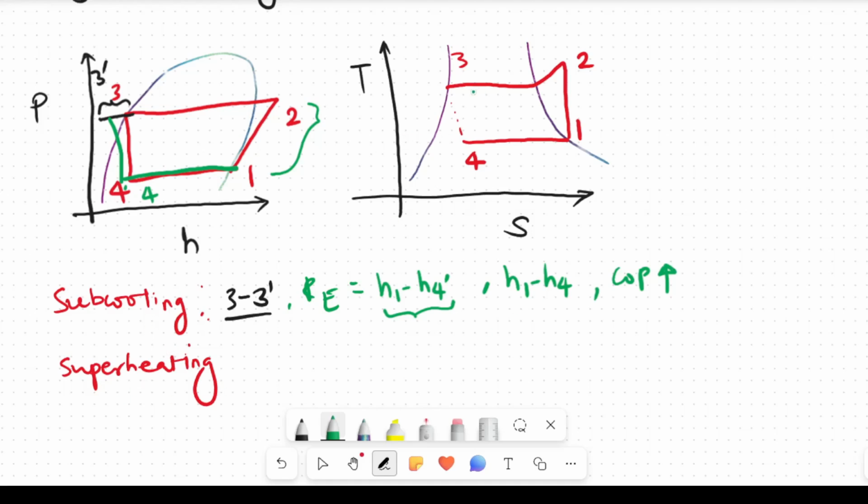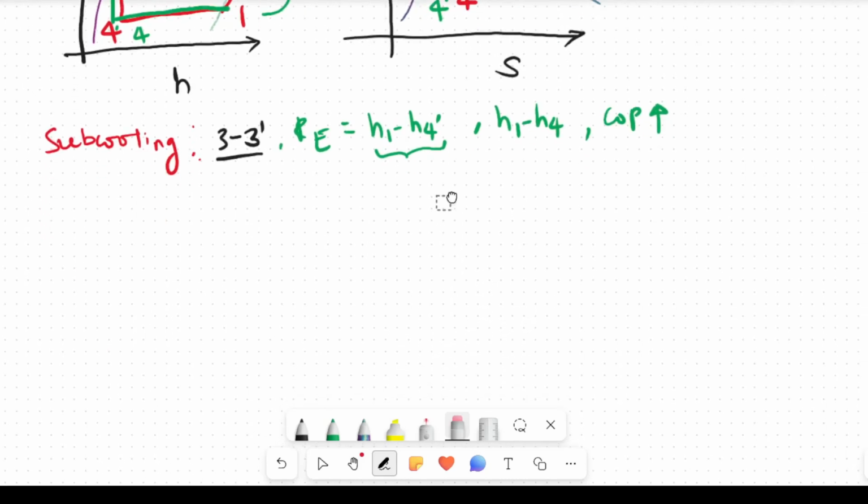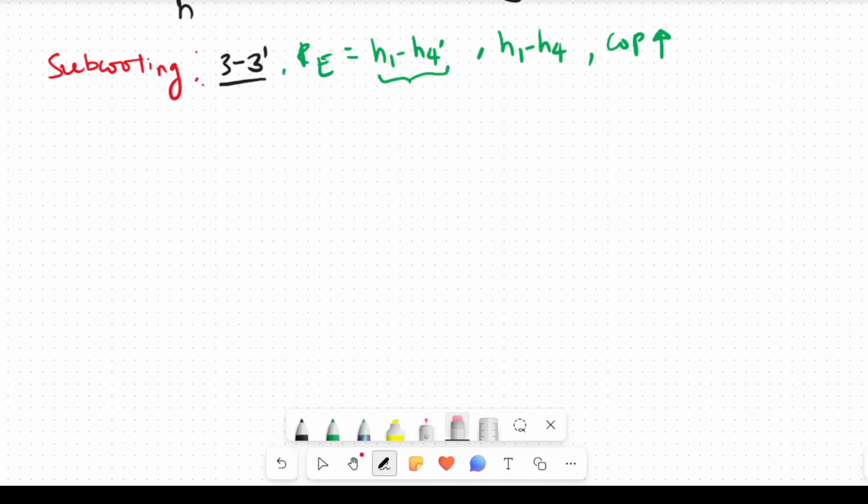I can show the subcooling on the TS diagram also. So this 3 to 3 dash and this will be the 4 dash. I hope that friends you are understanding the things. Next term is called superheating. Let us talk about the superheating. I'll start with a fresh diagram so that you'll understand it. Otherwise, there may be some confusion.